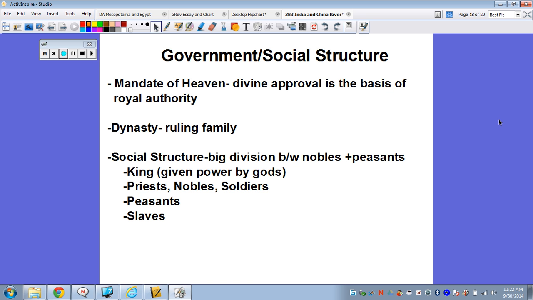Social structure: there's a big divide between the nobles and peasants, and then it's just our standard social structure that we always see. You have the king, underneath him are the priests, the nobles, the soldiers, and then a step lower is your peasants, your everyday people, and then finally there's your slaves.